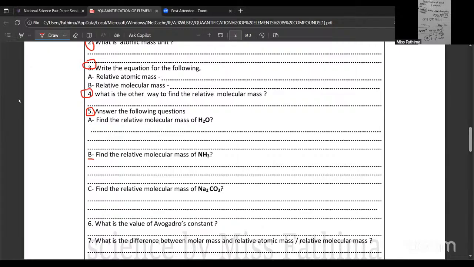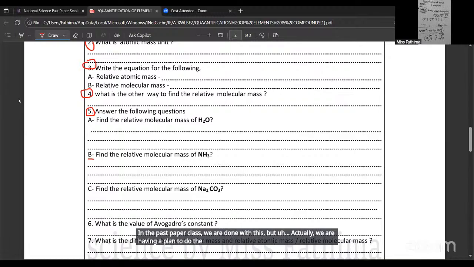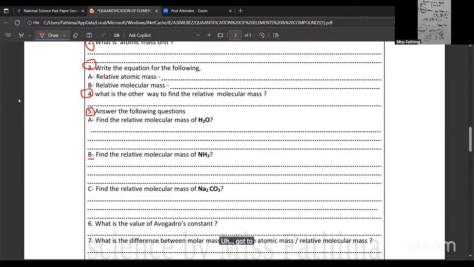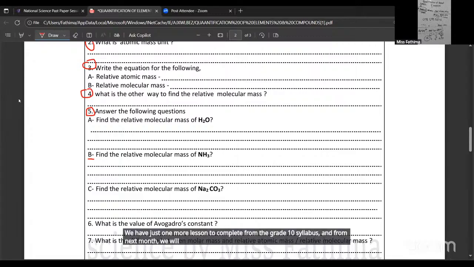In the past paper class, we are done with this, but we are planning to do the chemistry parts once again from coming Thursday. The poster will be out soon, so you can get to know about it. In the past paper class, we are currently doing the lesson continuity of life, and we have just one more lesson to complete from the grade 10 syllabus, and from next month we will be starting the grade 11 syllabus. The past paper class will be happening in that way.